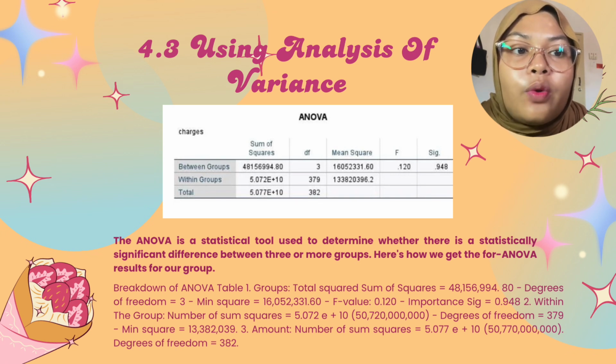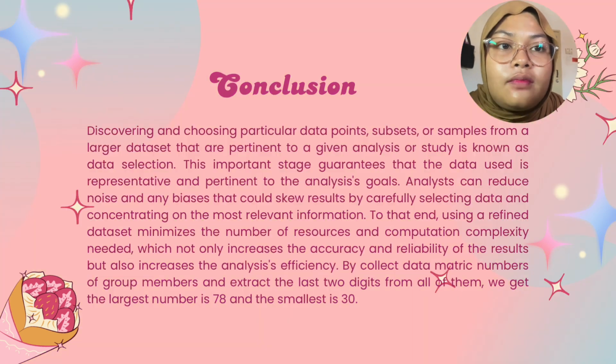Within the group: sum of squares equals 5.072E+10, degrees of freedom equals 379, mean square equals 382,039.3. Total: sum of squares equals 5.077E+10, degrees of freedom equals 382.